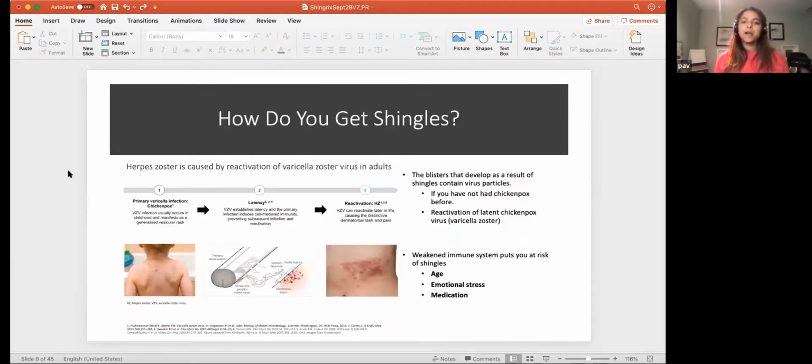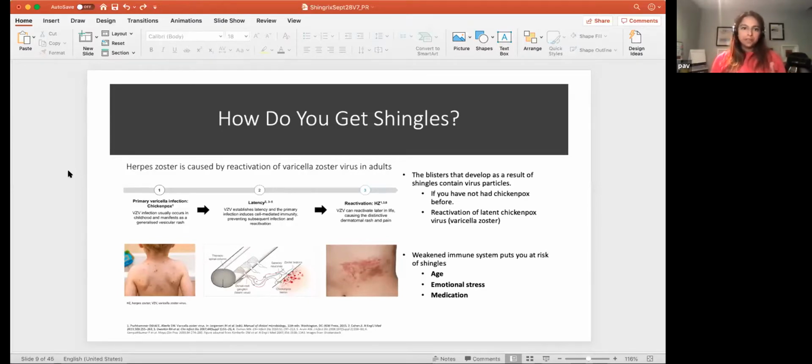Just to touch on this as well, I'm sure a lot of us know about this information, but how do you get shingles? There's a bit of misinformation when it comes to patients about this, but essentially, most of us had chickenpox when we were young, so we now have the varicella zoster virus within us. Essentially, that lays latent until it gets reactivated. And shingles is what occurs when that reactivation happens.